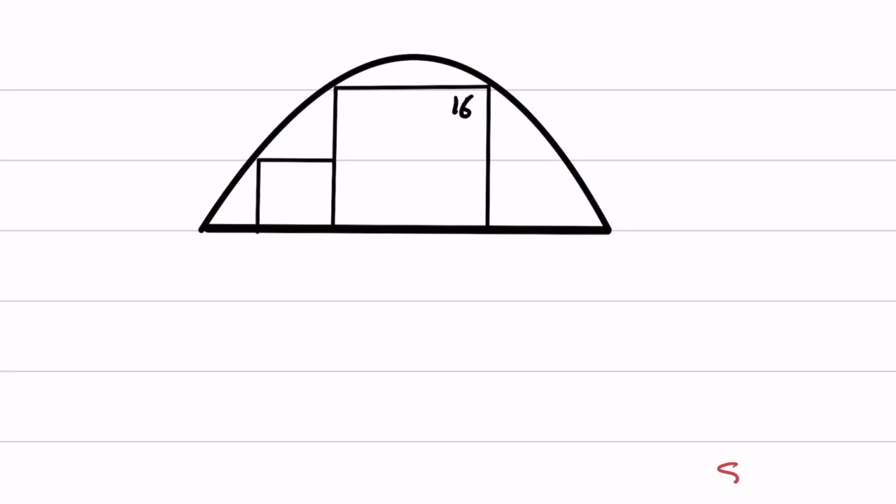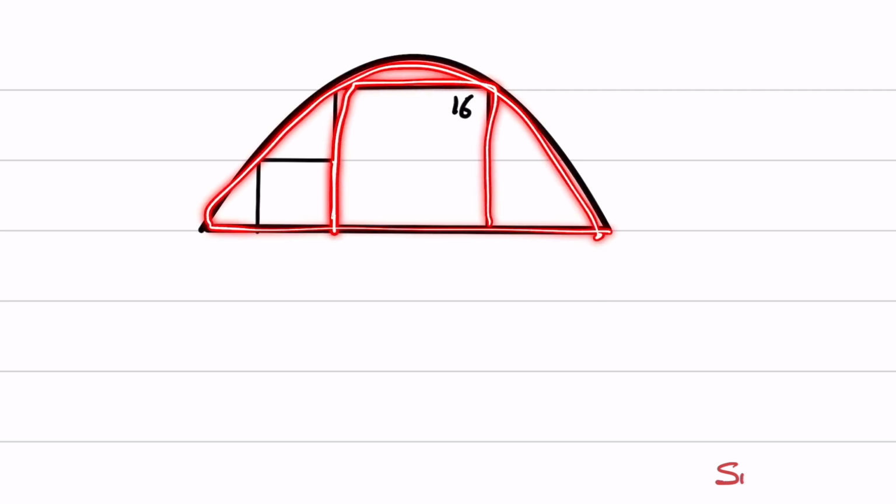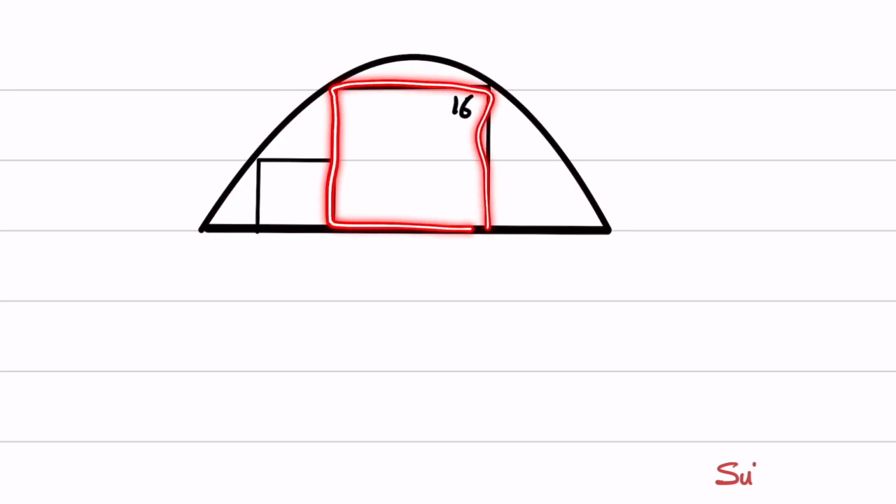In this question, a half circle is given and two squares are given inside this half circle. The area of the larger square is given as 16 and the question asks to find the area of the smaller square.